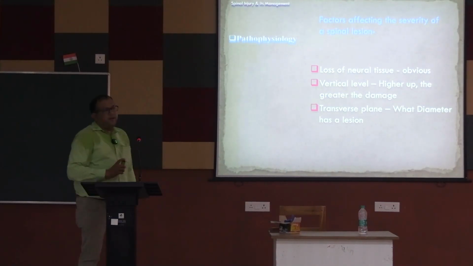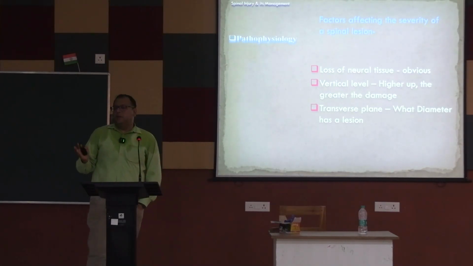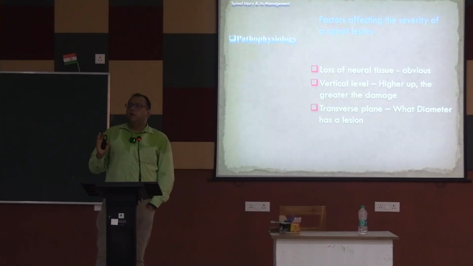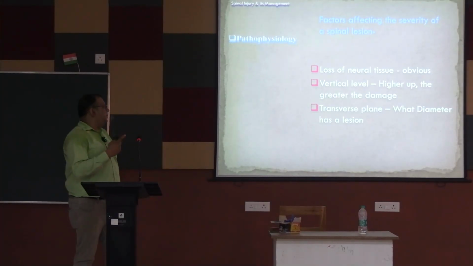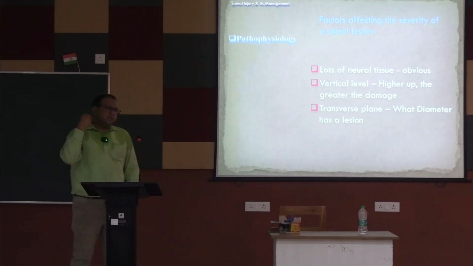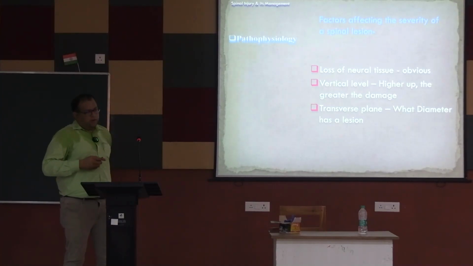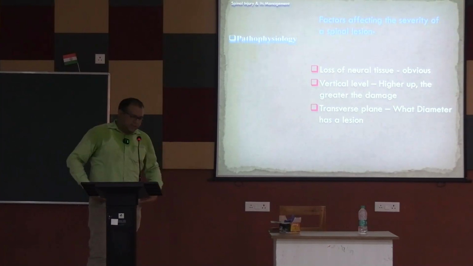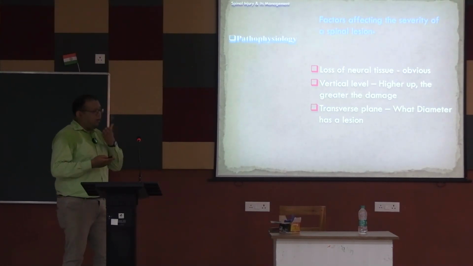The factors affecting the severity of a spinal lesion. First of all is loss of neural tissue, which is evident because when the patient comes into the ER, the patient will only say that I cannot move my hands, I cannot move my feet after the trauma, and you see that there is a trauma to the back or trauma to the cervical spine. Vertical level, higher up the level of trauma, like in the cervical spine, there is greater damage because the neurological functions from that level are lost below. So if it is low down like L1 or L5, then it is just the legs that are involved. But if it is higher up, then the whole function is lost neurologically below that level.